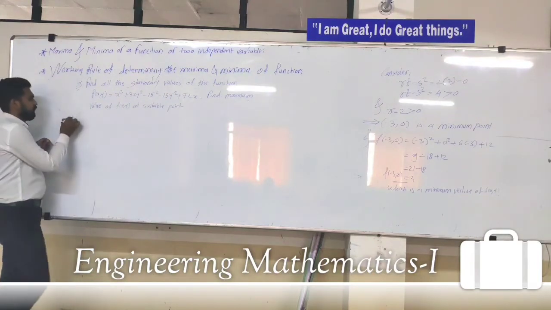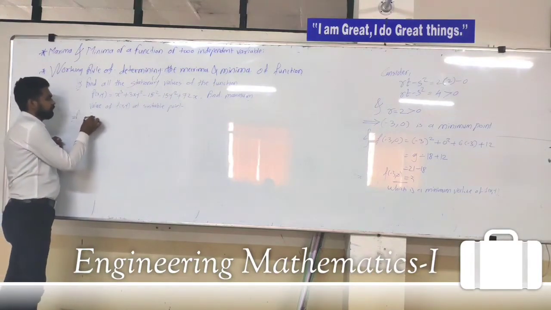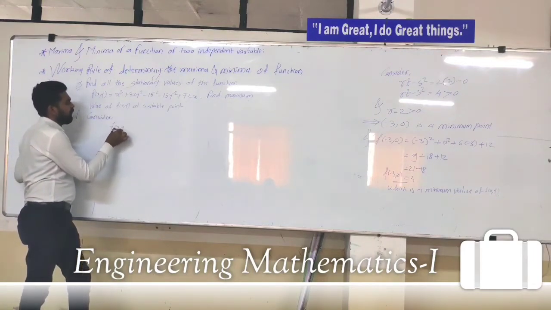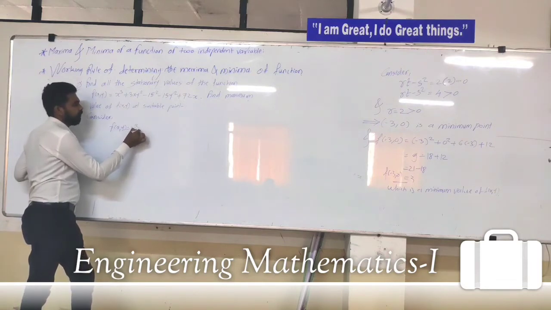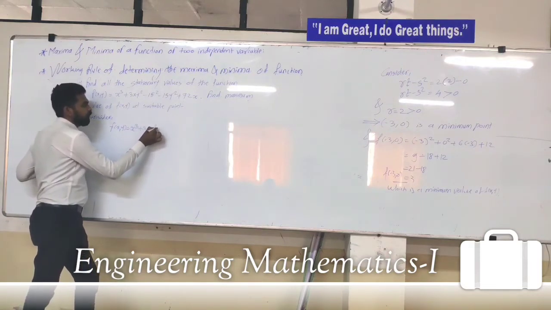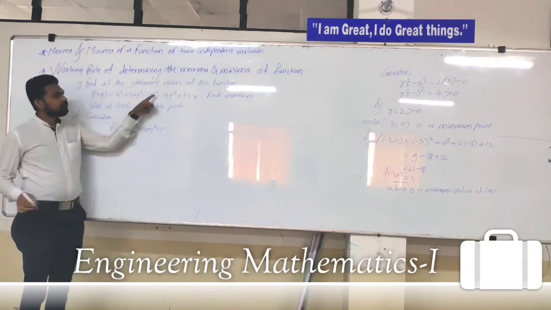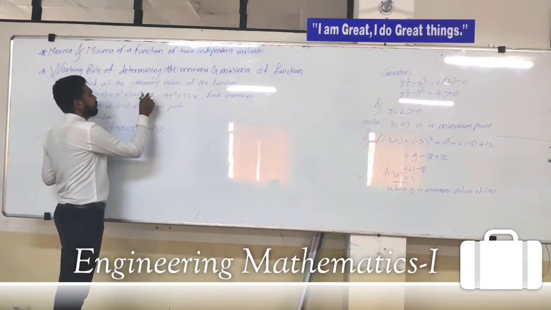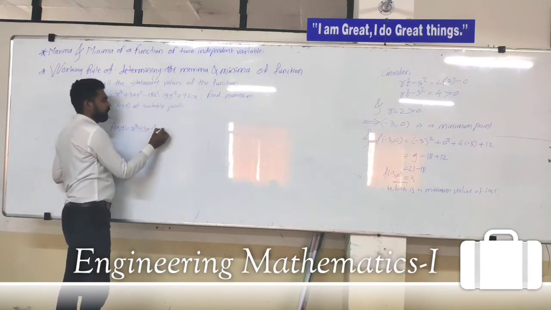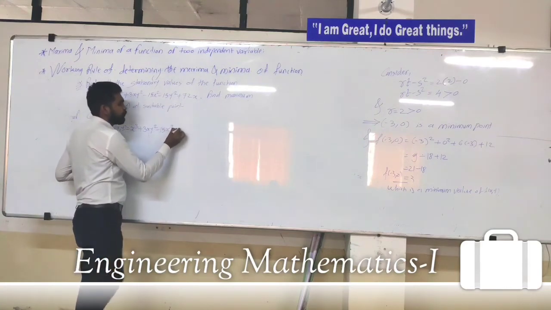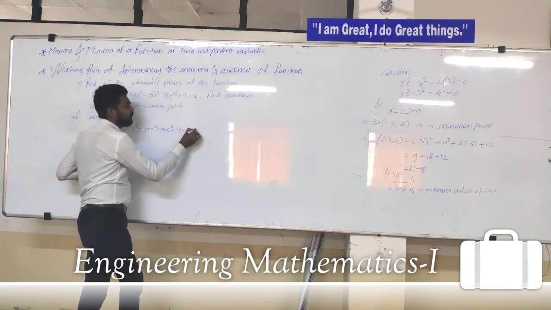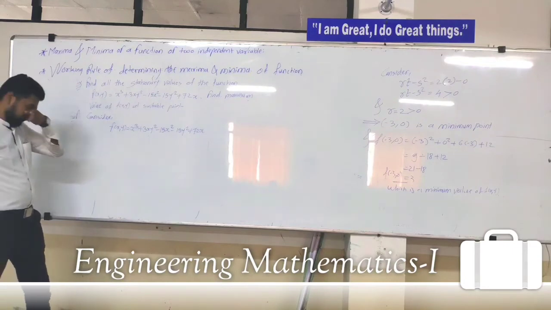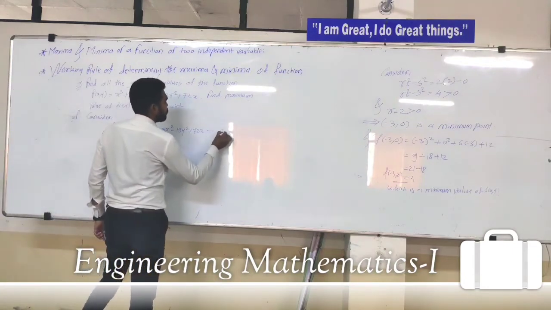So first write the given function. Consider f of x y is equal to x cube plus 3xy square minus 15x square minus 15y square plus 72x. Denote this one as 1.